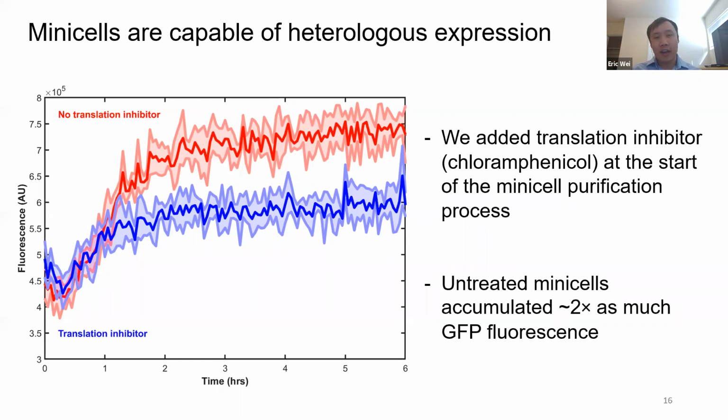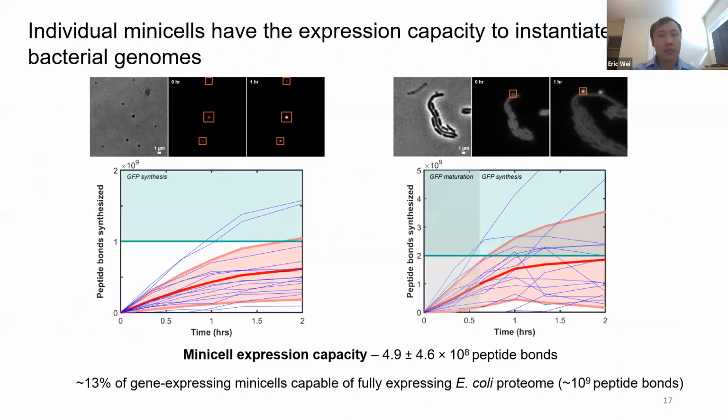But again, the question that I posed in the beginning: are individual mini cells able to have the expression capacity necessary to instantiate genomes and replicate? In order to better answer that, we use microscopy to track expression in individual mini cells, first using purified mini cells from the process that I described.